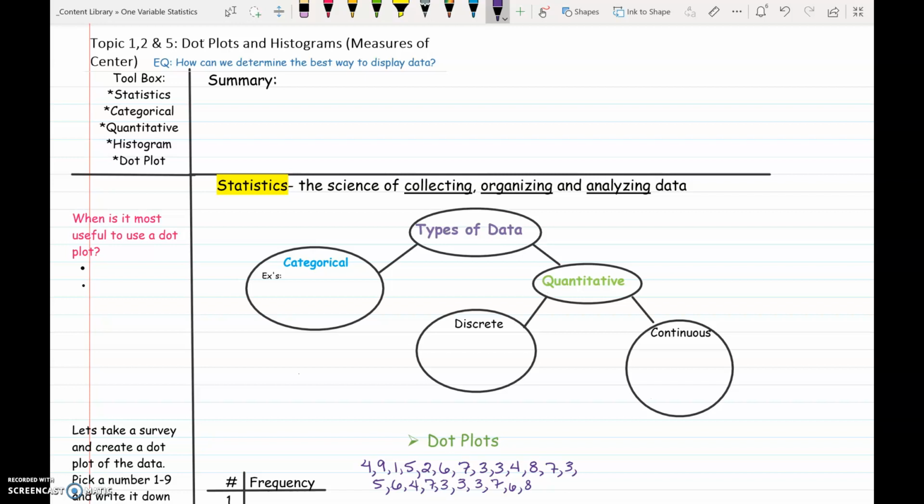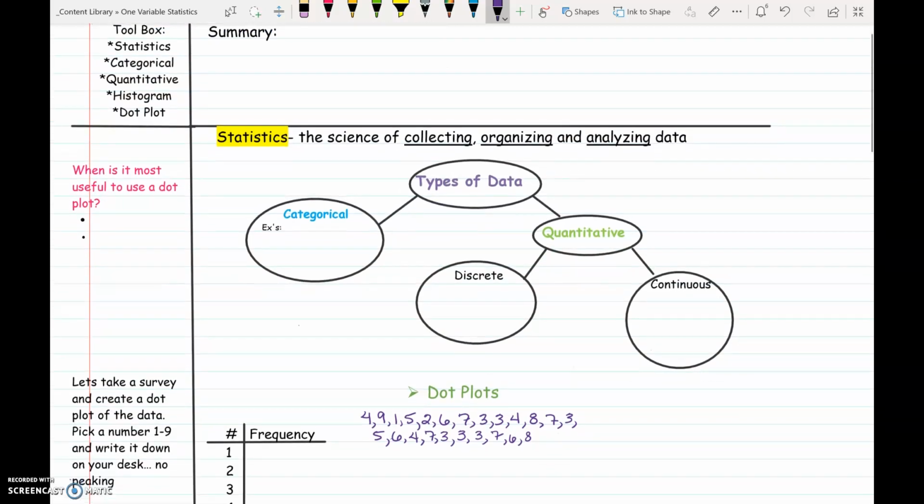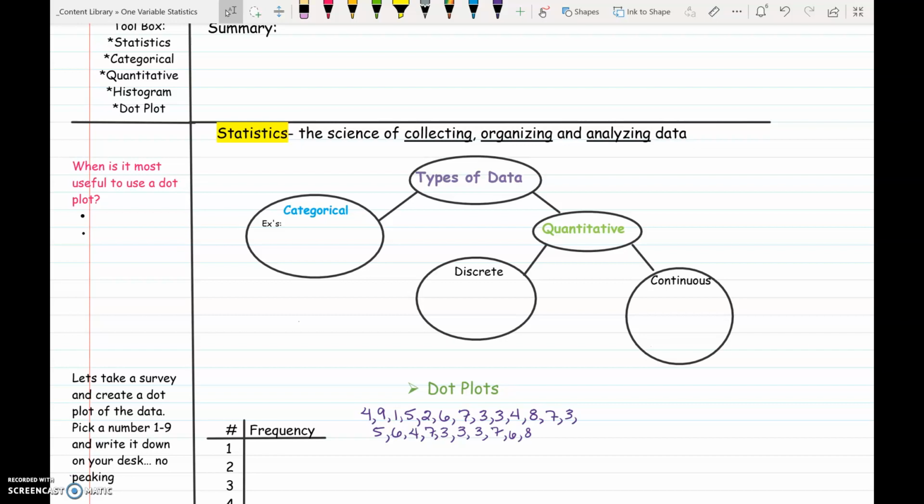So think about if you were to create a survey of categorical data. So favorite type of shoe, maybe favorite brand, that would probably be easier. Or another category, hair color, eye color. So those are all categorical types of data. Maybe favorite band. Okay, so that's all categorical data.